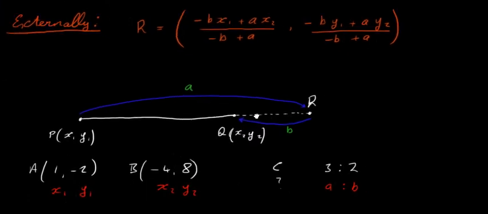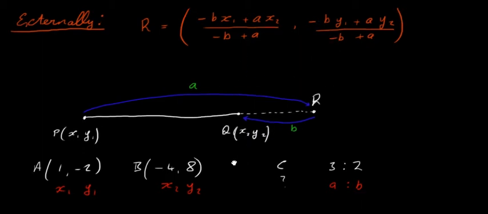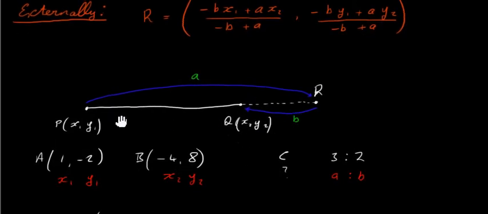Now externally then is this formula here. It's exactly the same as the first formula, except for these negatives here. You have a minus b and a minus b here, and a minus b and a minus b here. Other than that, it's exactly the same, but the point R will appear outside the line segment PQ, but on the same line if you like. So if you continue that line on, R will be somewhere out here, but it will be outside the line segment PQ. Now again, P has coordinates x1, y1, Q has coordinates x2, y2. A will go from here out to R, and then B will go from R to Q.